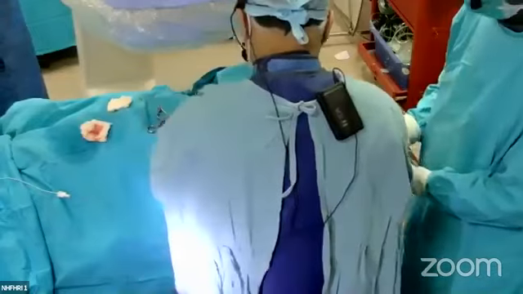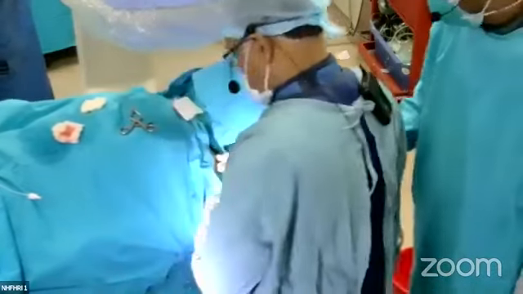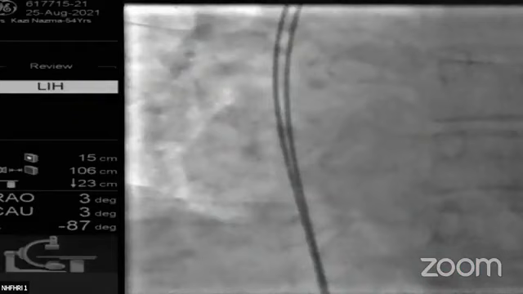Exactly. Please focus on the monitor. Are you puncturing the axillary vein or the subclavian vein? No, this is auxiliary vein puncture. Carefully.